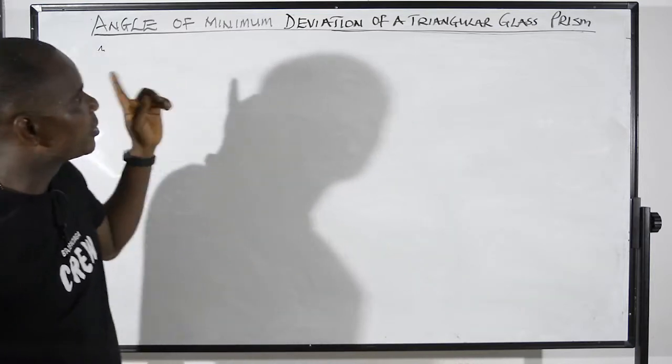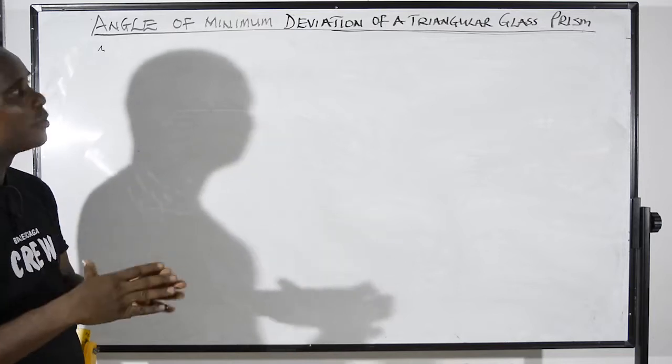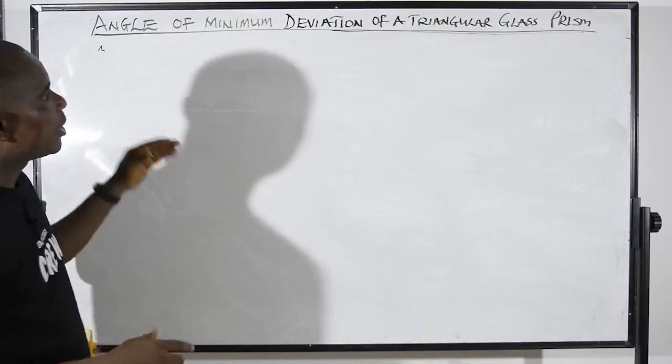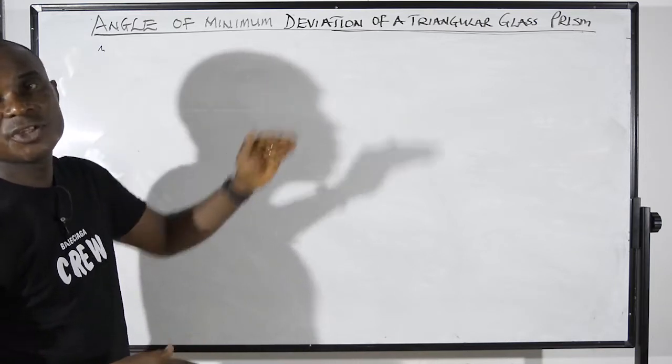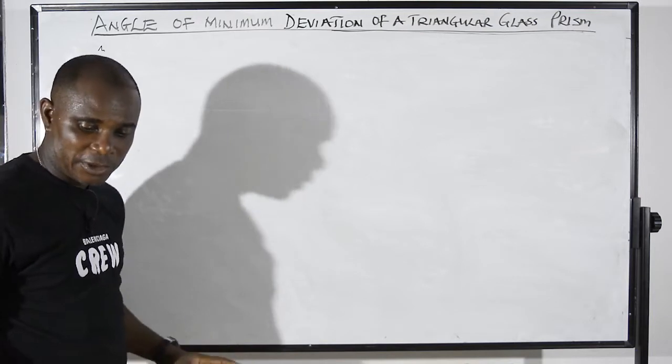So here we're going to see two things happening. The ray of light is going to be refracted, and at the same time it's going to be dispersed. So we're going to have dispersion and deviation. When it's dispersed, it will deviate from its normal or incident direction. So now let's go with that.